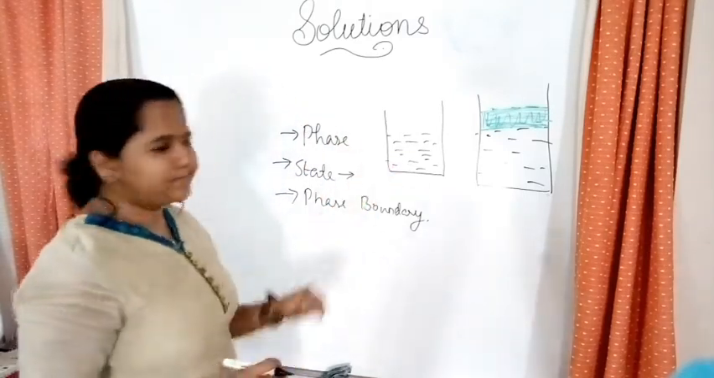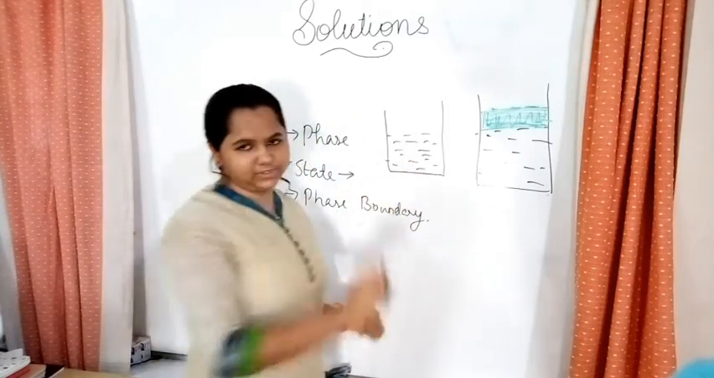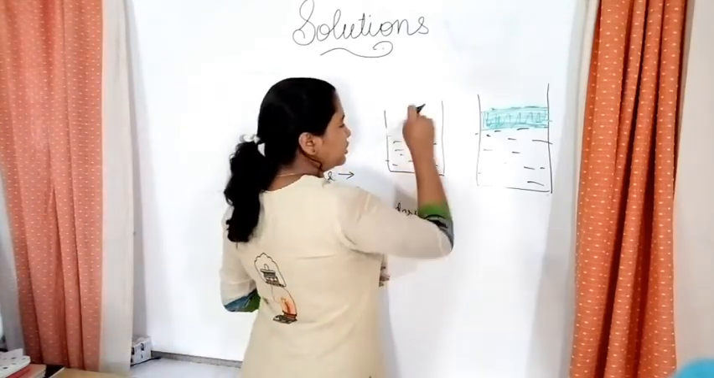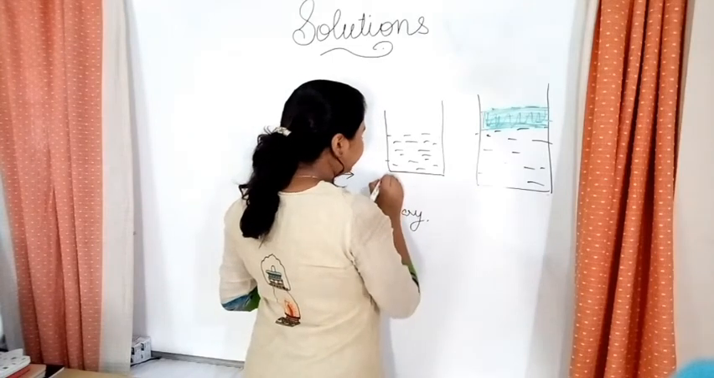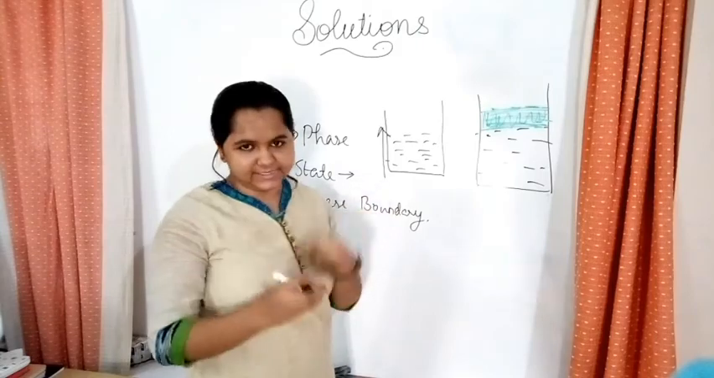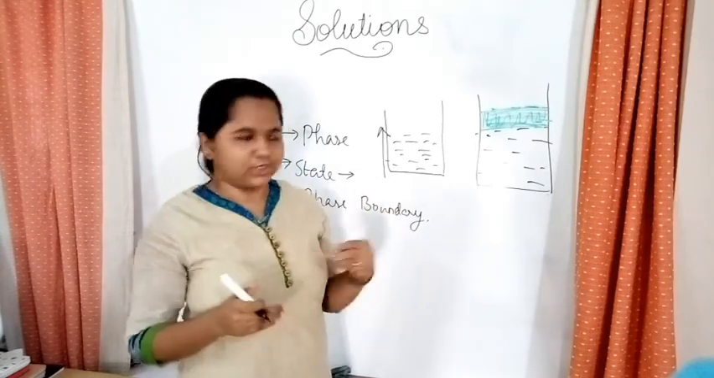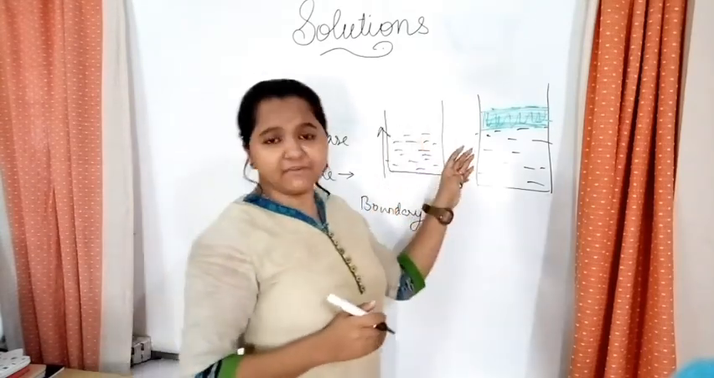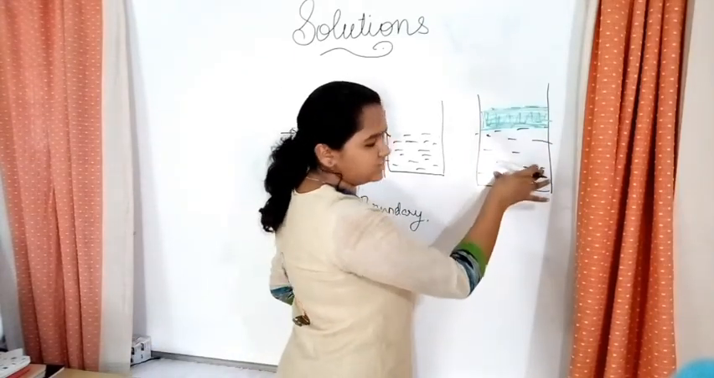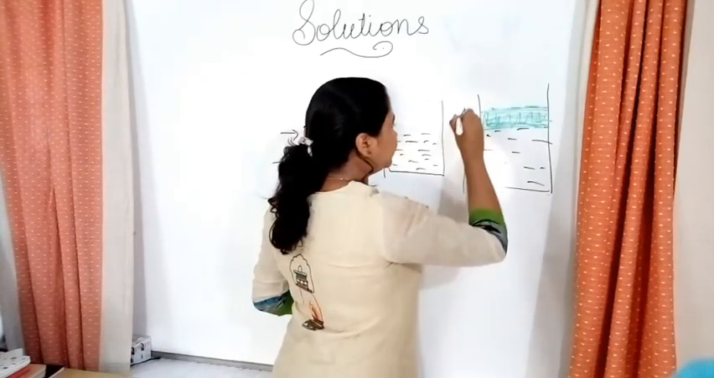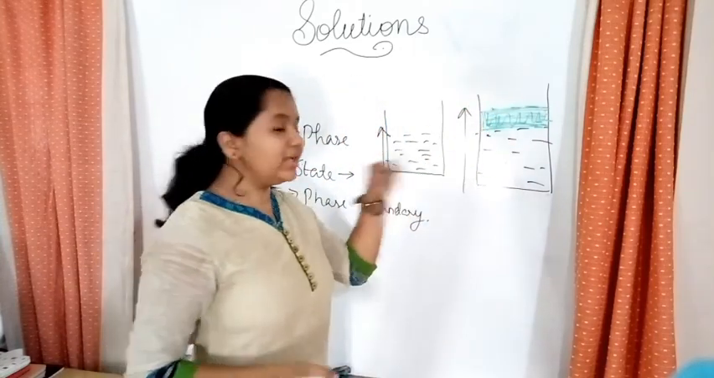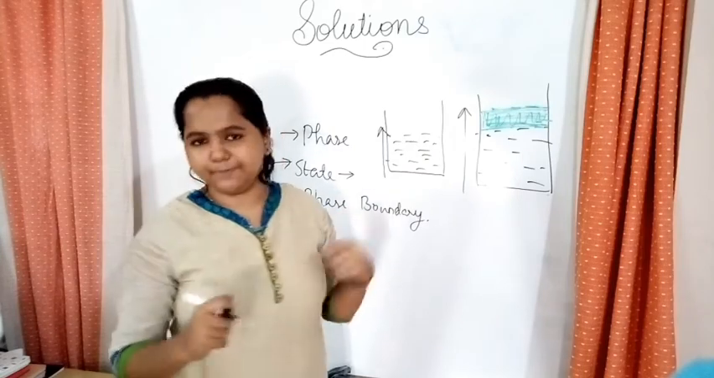So over here, this is a salt solution. When you move from here to here, the density is same because the particles are same. It's a homogeneous mixture. Then when you come over here, you can see that oil is over here and water is over here. When you move from here to here, what do you observe? There's a change in refractive index, or there's a change in density. There's a change in physical properties.